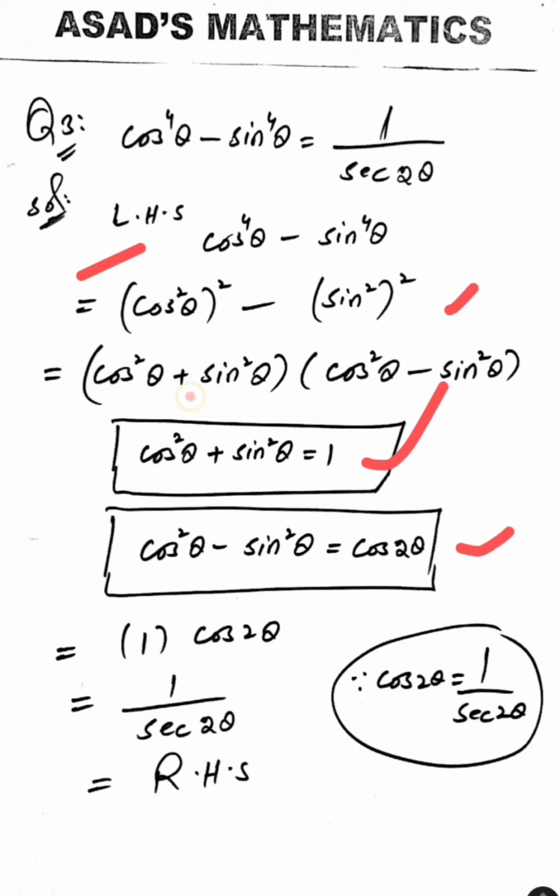So we replace both terms by their formulas, which are 1 and cos 2 theta, and cos 2 theta is the reciprocal of secant 2 theta. So we note that cos 2 theta is equal to 1 over secant 2 theta, which is our right hand side. So today our lecture is completed.